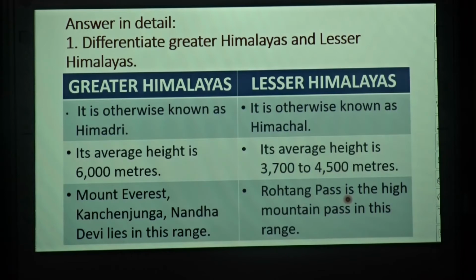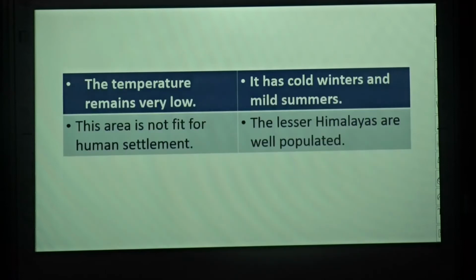In Greater Himalayas, the mountains Mount Everest, Kanchenjunga and Nanda Devi lie in this range, and in lesser Himalayas, Rohtang Pass is the high mountain pass in this range. The next point is the temperature. The temperature in the Greater Himalayas is very low because it is too high, and the lesser Himalayas has cold winters and mild summers.